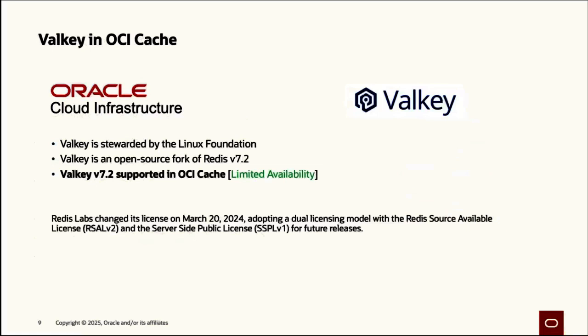Speaking a little more about Valkey. Now, in March of last year, Redis Labs made a few changes to their licensing, which prevented any version of Redis beyond 7.2 from being used in a service by a cloud provider. So a bunch of leading cloud providers, including Oracle, backed an effort by Linux Foundation called the Valkey project. And Valkey is essentially a fork of Redis 7.2. And we at OCI Cache also support and provide Valkey 7.2 as a caching engine.